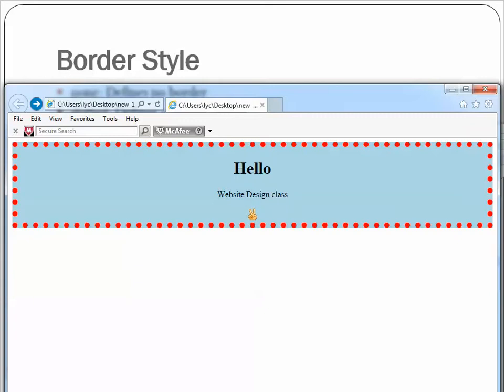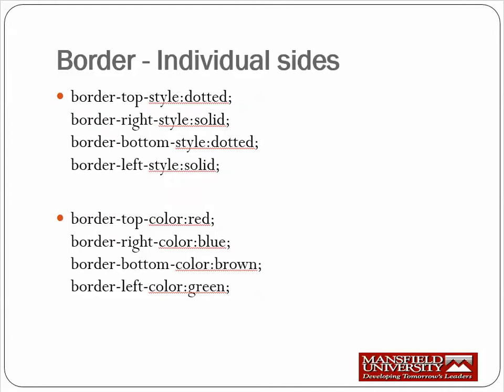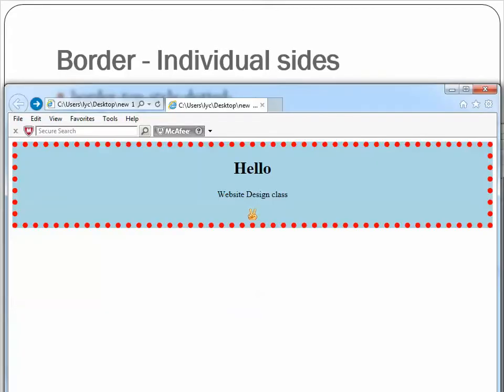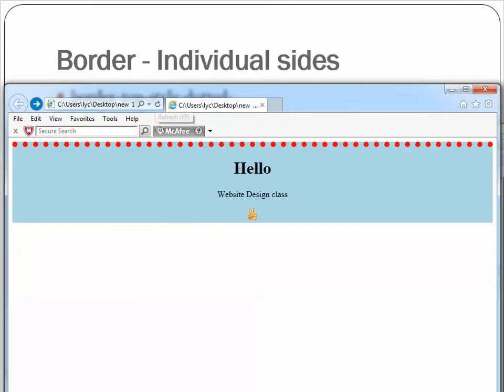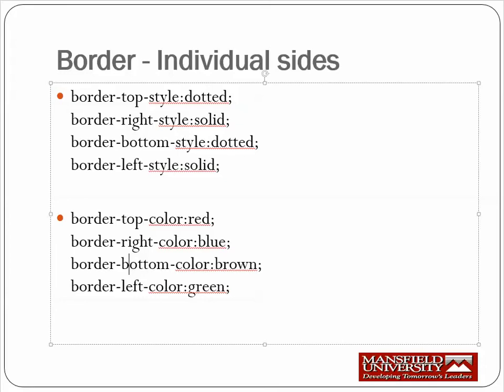In this example, we control the 4 sides. If we only want to control one side, then you can put it like this. For example, in our coding, say we only want to control the top side, we put a dash, top. Save it. Then let's see what we get. So only on the top side we get a border. The same thing applies to the right side, bottom, or left.